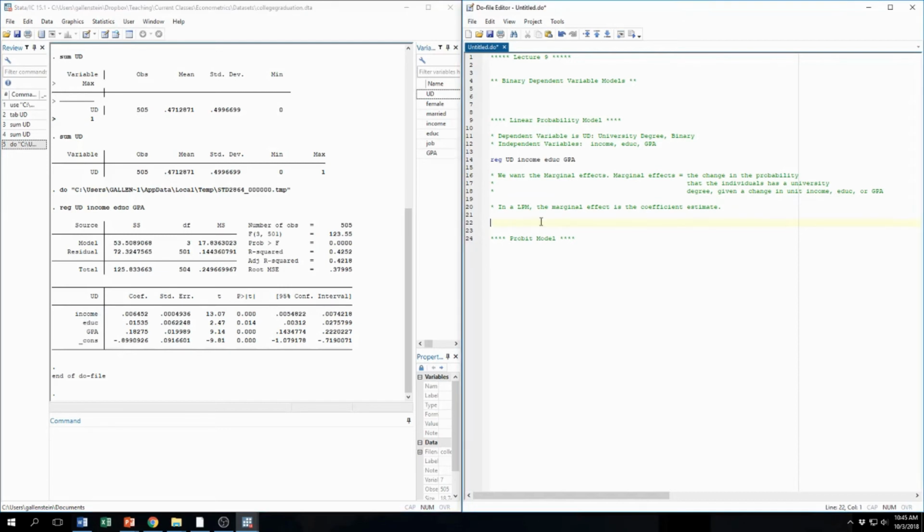Okay. So now let's talk a little bit more. I mentioned in the lecture that linear probability models will necessarily have heteroskedasticity. All right, but when we're using ordinary least squares, that's not a major problem. What we will do is we'll just use our robust standard errors. So let's just do that. We'll rerun the model, and now we're going to use robust standard errors.